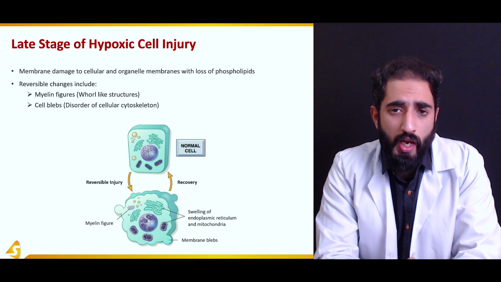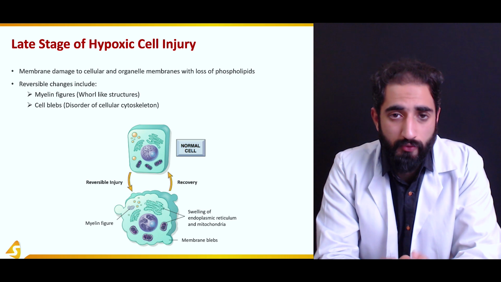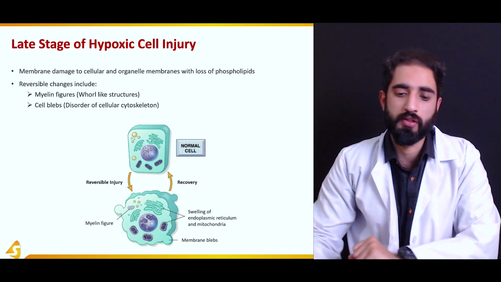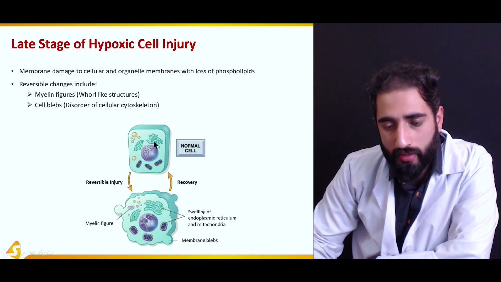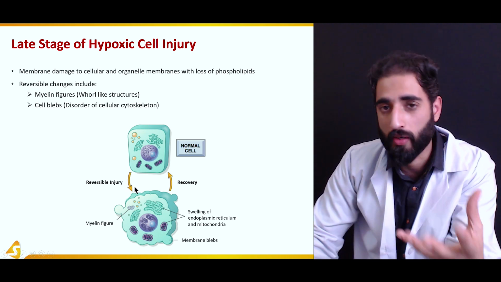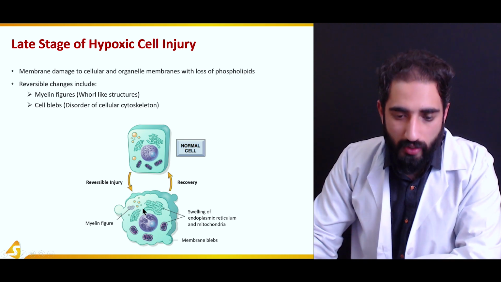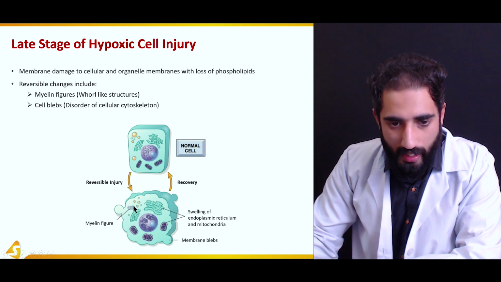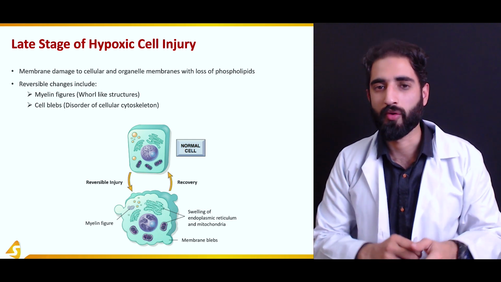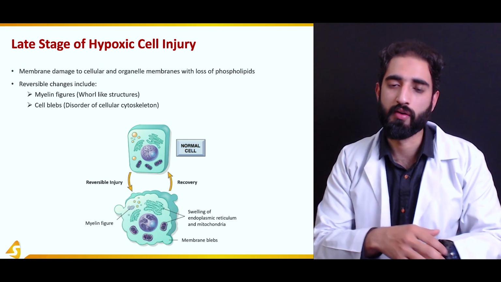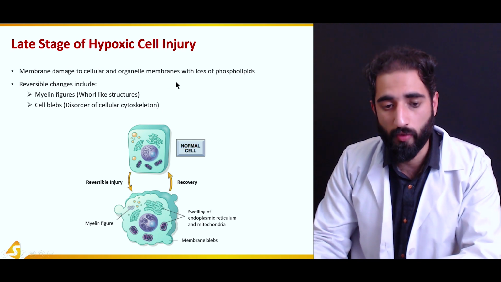Some of the reversible changes which occur in the later stage of hypoxic cell injury include the myelin figures, which are whorl-like structures. If you look at this figure here, this is a normal cell, and this is a reversible injury mechanism occurring because of hypoxia, anoxia, or apoxia. You can see here this is a whorl, which is a myelin figure, and these are derivatives of the destructed phospholipids which have been carried out in this process.